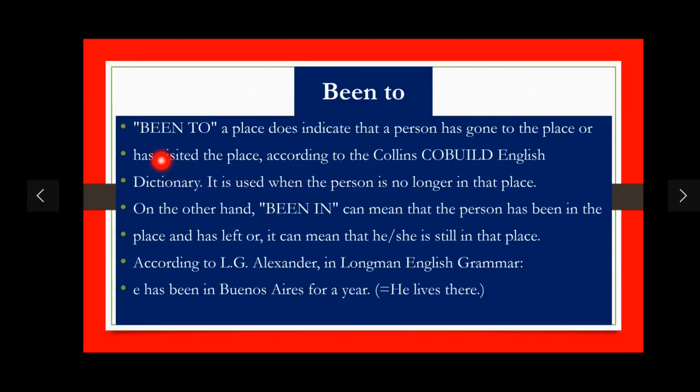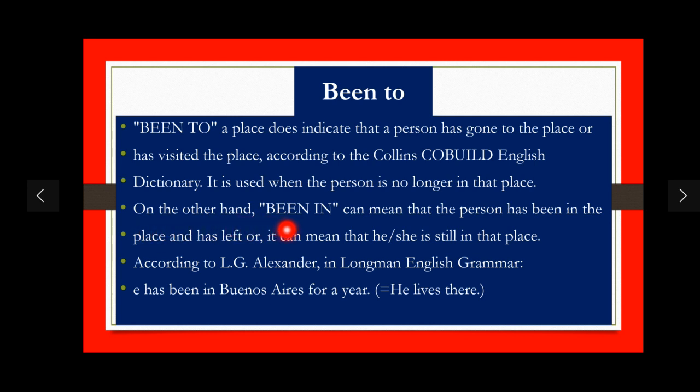Been to a place does indicate that a person has gone to the place or has visited the place. According to the Collins COBUILD English Dictionary, it is used when the person is no longer in that place. So if I say, I have been to London, it means that I am no longer in London now. I came back from London.